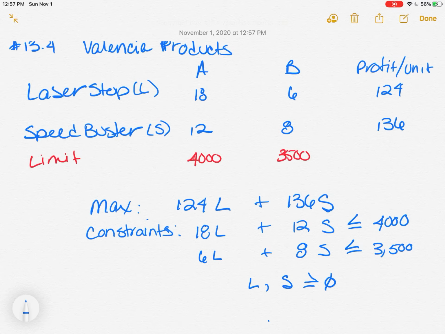This is one of the ones that always racks students up. You have to remember to say that the variables you're optimizing have to be greater than or equal to 0. So that is this problem in a nutshell.